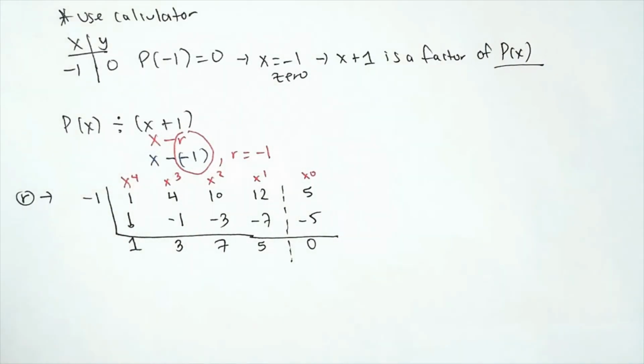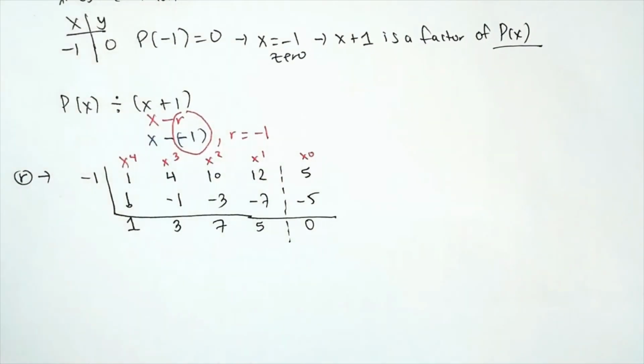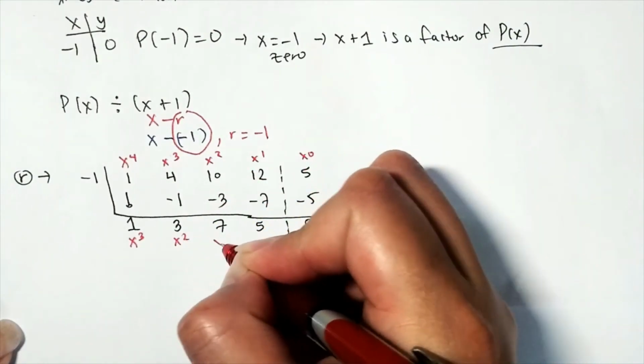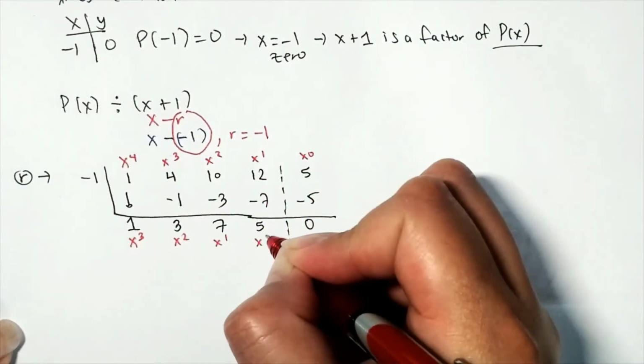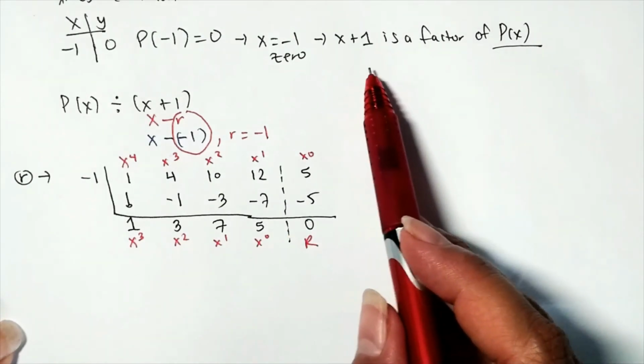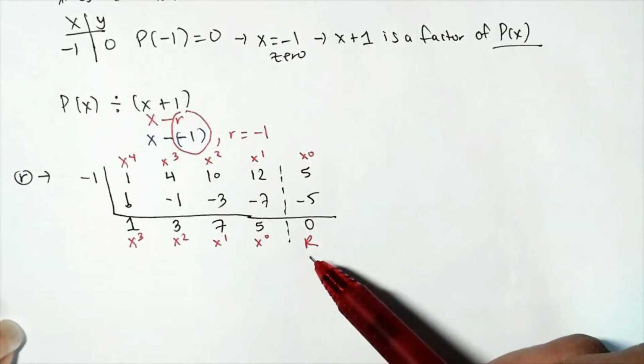So we had divided into a degree 4 polynomial. So the degree of our quotient, our answer, should be 1/3. So we should have an x to the 3rd, x to the 2nd, x to the 1st, constant, and then the remainder. Now we had said that x plus 1 is a factor. So because it's a factor, when we divide, the remainder should be 0.